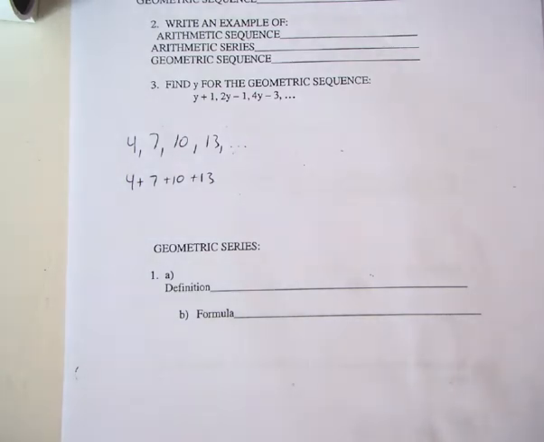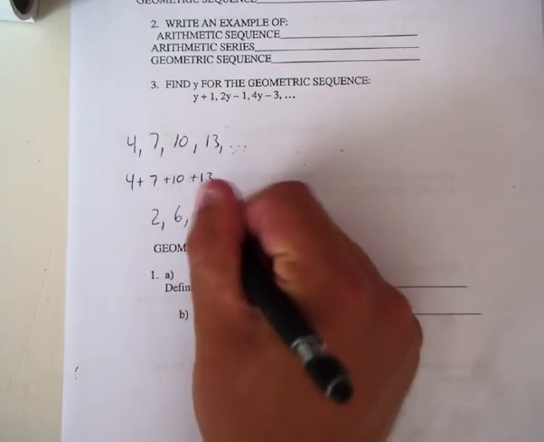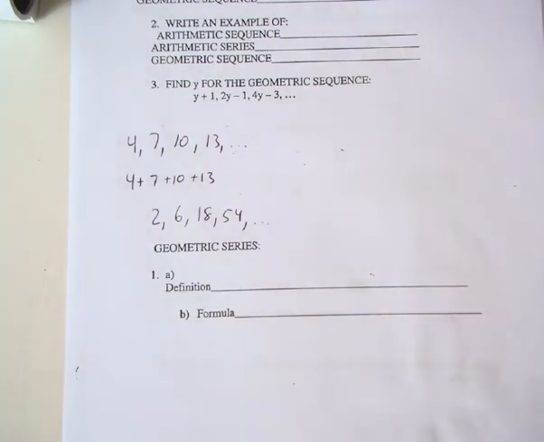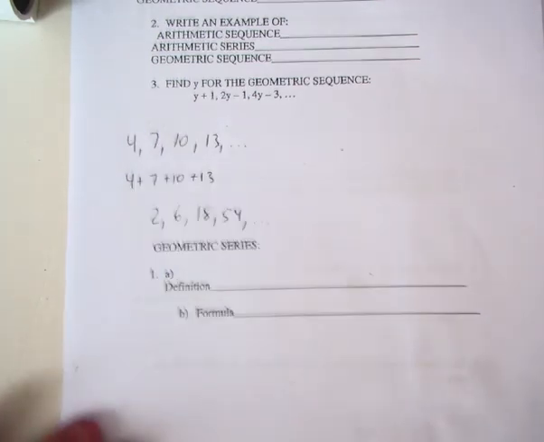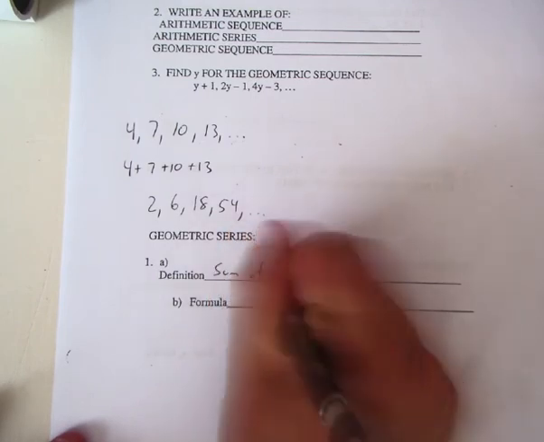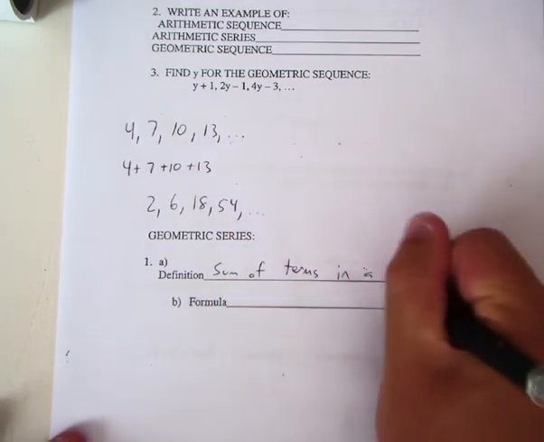So a geometric sequence, to refresh your memory, is something like 2, 6, 18, 54, dot, dot, dot, something that's going up by multiplication. Now, a geometric series is when we take all those terms, add them together, and get a sum. So a similar token to the arithmetic stuff. The definition of a geometric series is the sum of the terms in a geometric sequence.